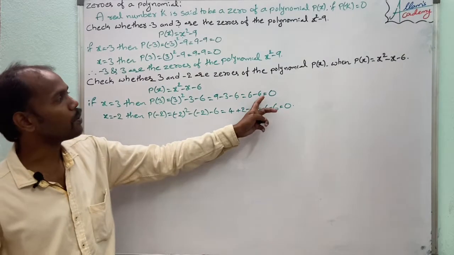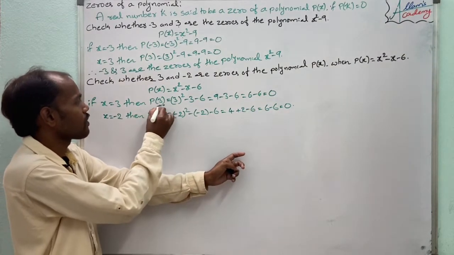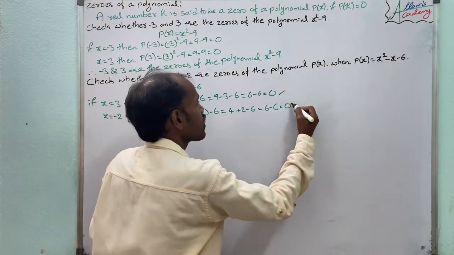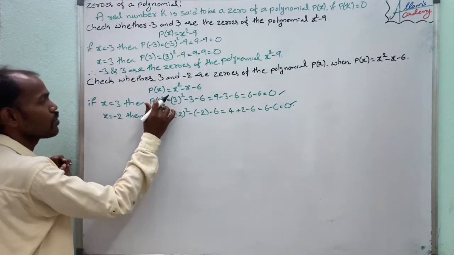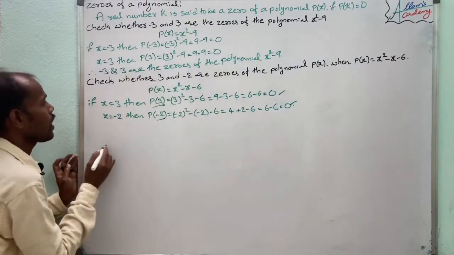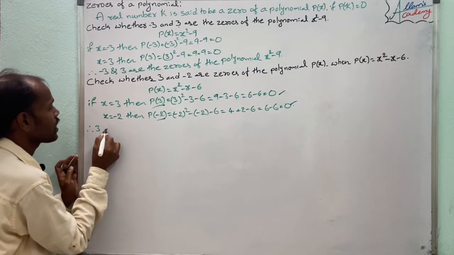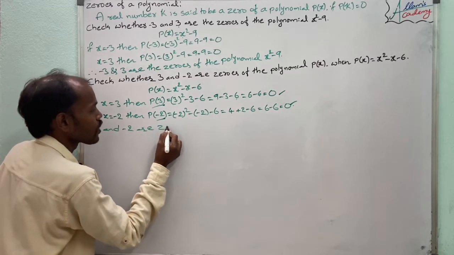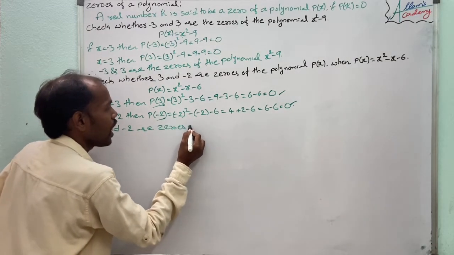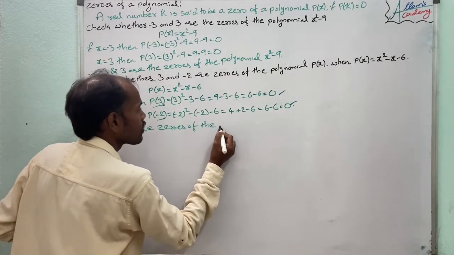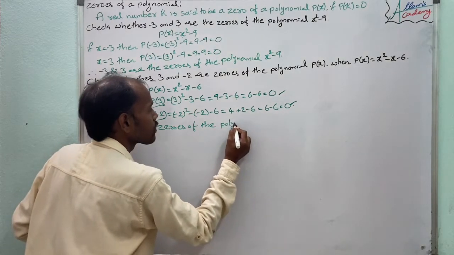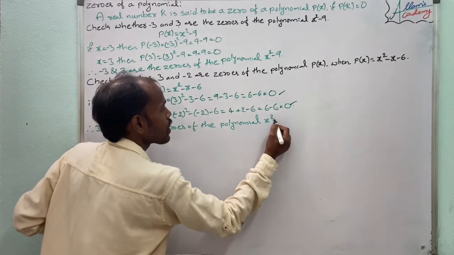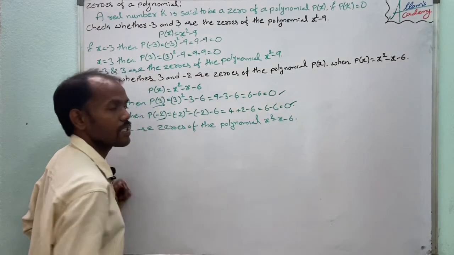4 plus 2 equal to 6, minus 6, that equal to 0. So in both cases, that means x equal to 3 and minus 2 substituted, we get the zeros only. That means these two values are zeros of the polynomial. Therefore 3 and minus 2 are zeros of the polynomial x square minus x minus 6.